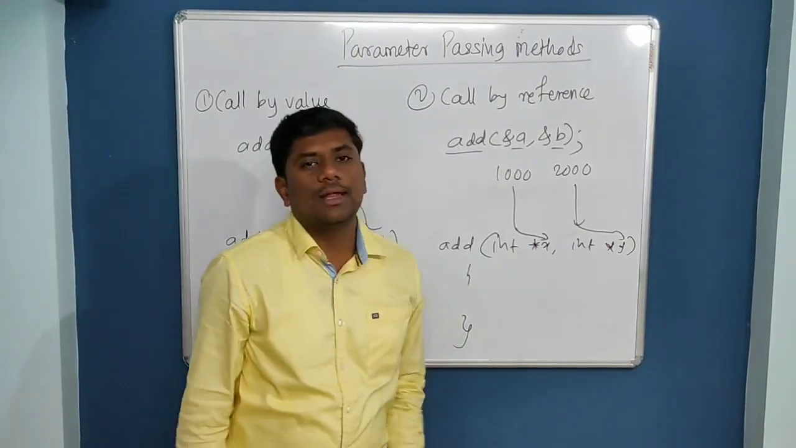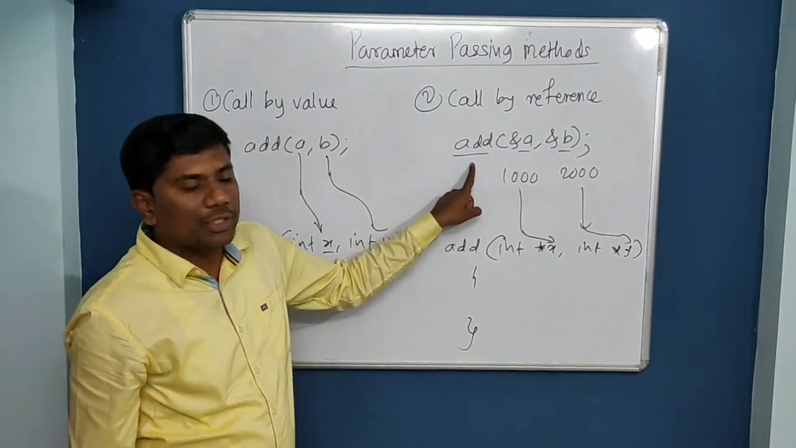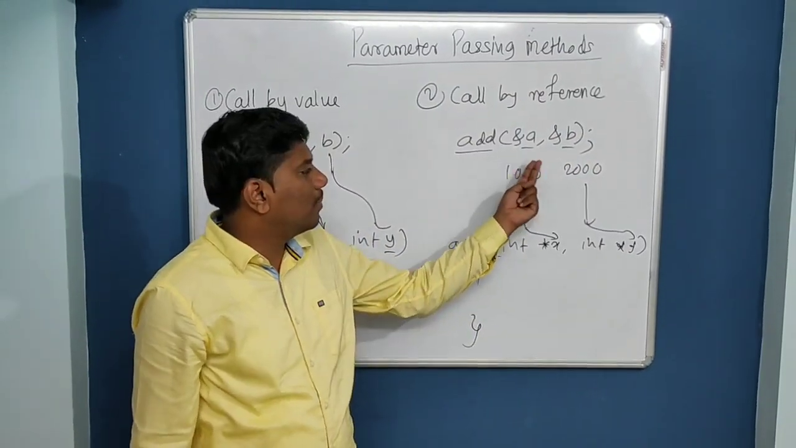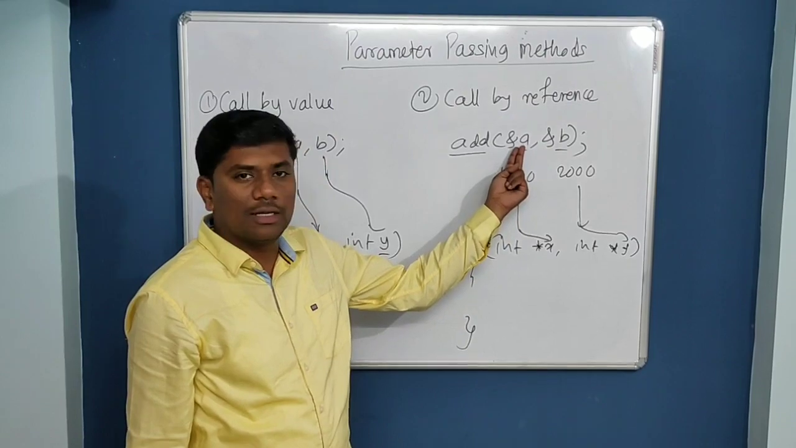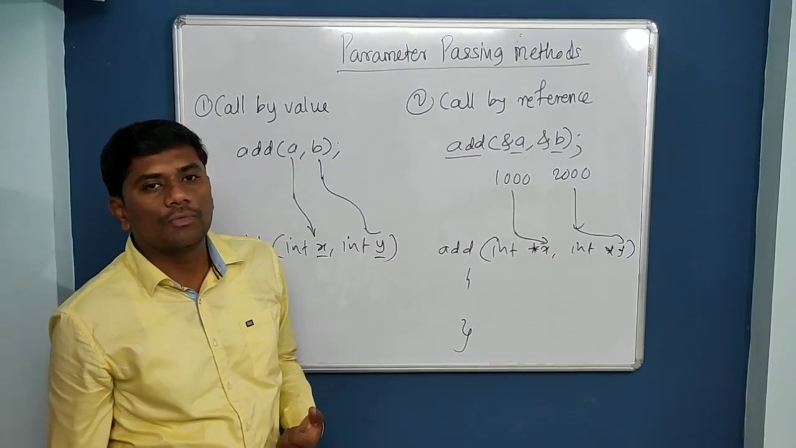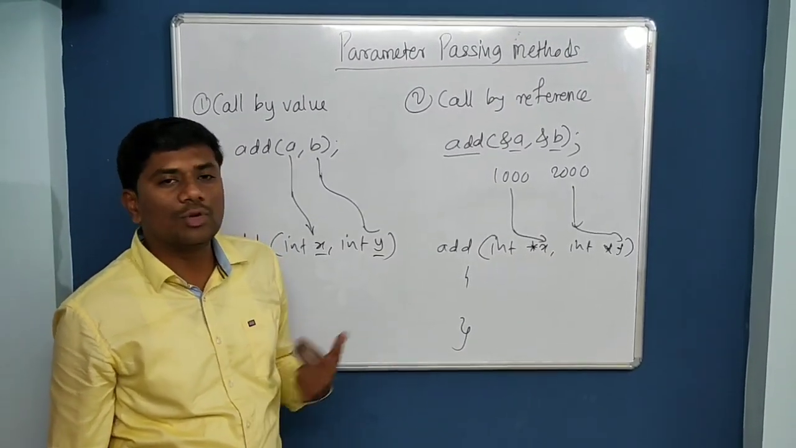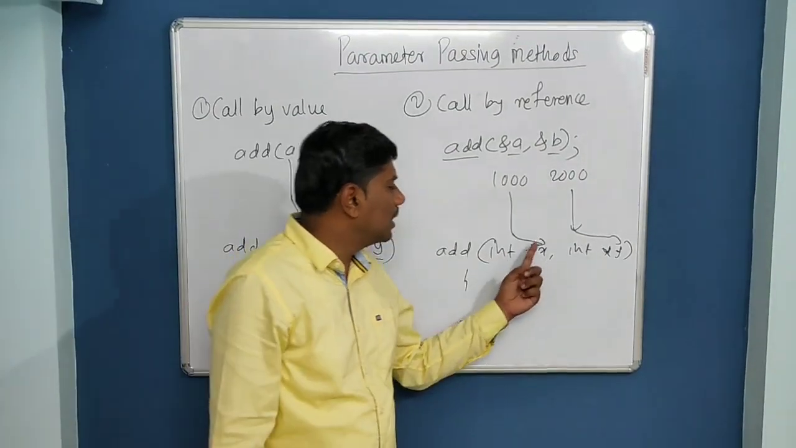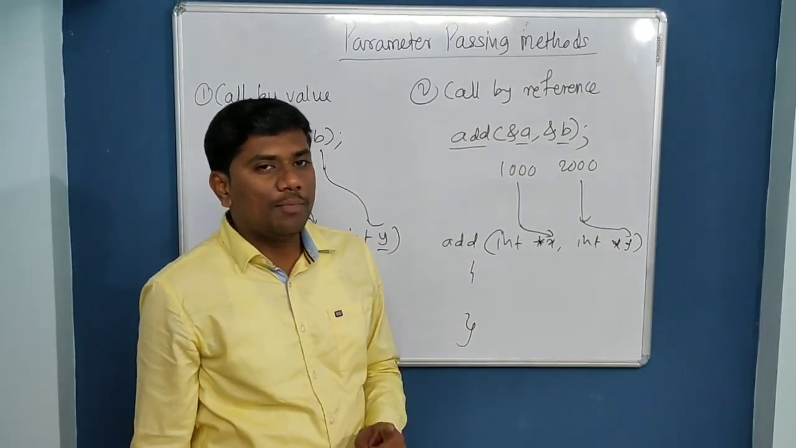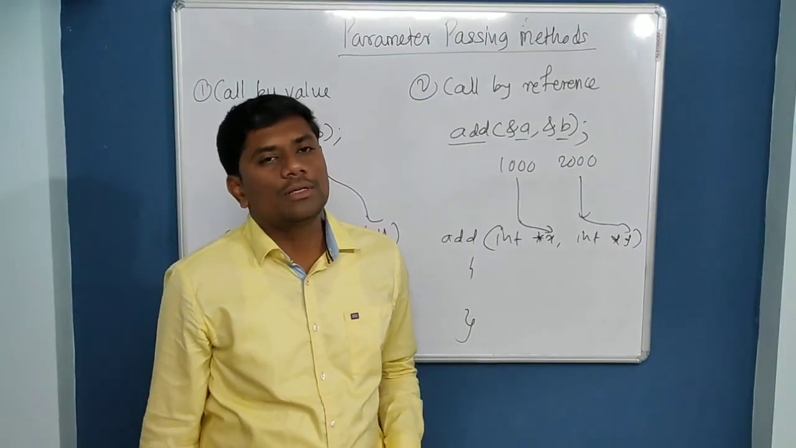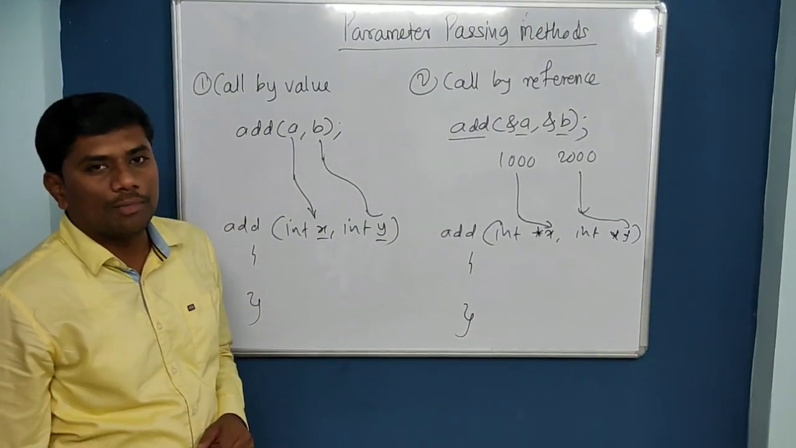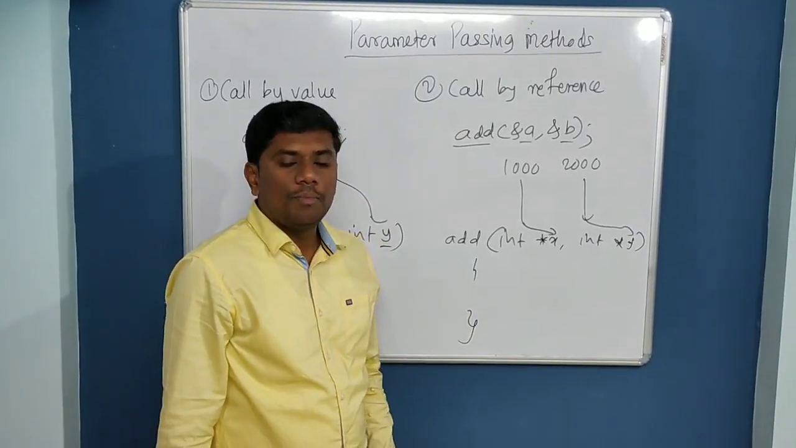So here the formal parameters are x, y. We are calling the function by passing addresses of actual parameters. Here the actual parameters are a, b, so we are passing their addresses. Consider 1000 is the address of a, 2000 is the address of b. This is call by address or pass by address. These addresses will be collected in formal parameters x, y. Now very important, these formal parameters must be pointers. See, here x, y are normal variables. Here x, y are pointers.